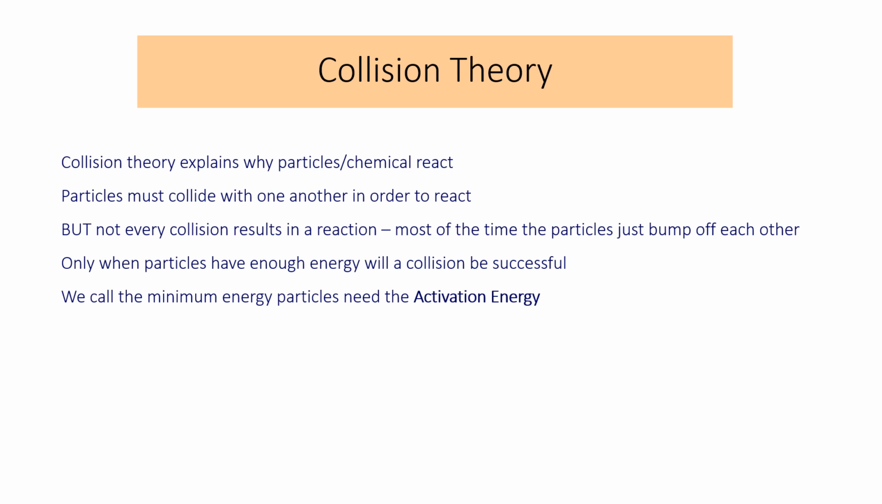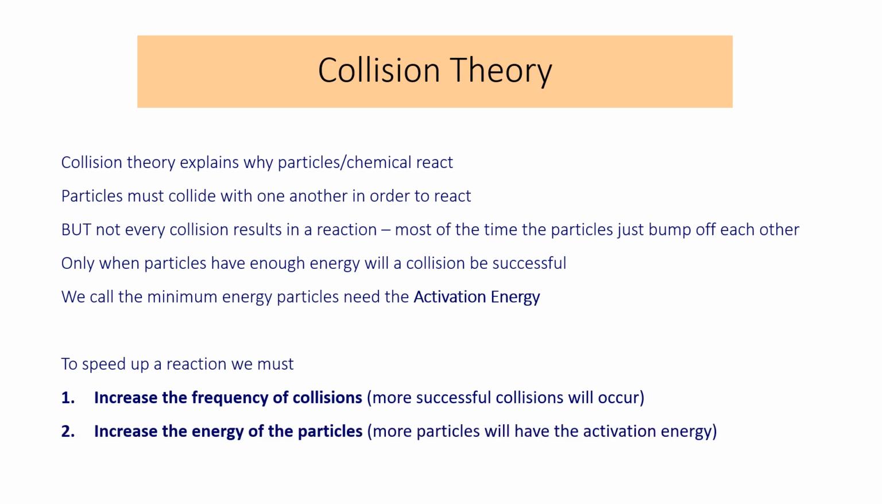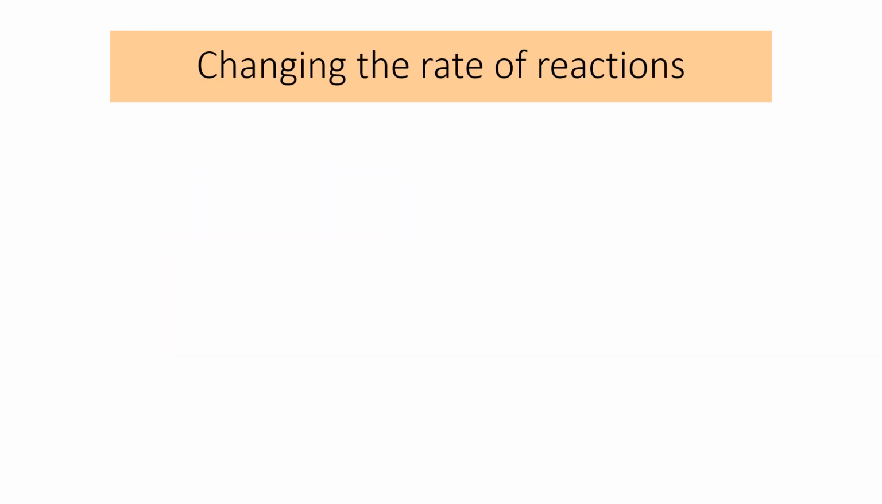Now, if we want to make a reaction go faster, we need to think about what can we do to the number or frequency of collisions and what can we do to the energy of the particles. So if we want to speed up a reaction, we can either do things which will increase the frequency of collisions. If we have more collisions happening, we will have more successful collisions. The second thing we can do is give particles more energy. If they have more energy, more of them will have this activation energy, and therefore more of the collisions that occur will be successful. Now, there are a few ways at National 5 that you need to be aware of for how you can change the rate of reaction.